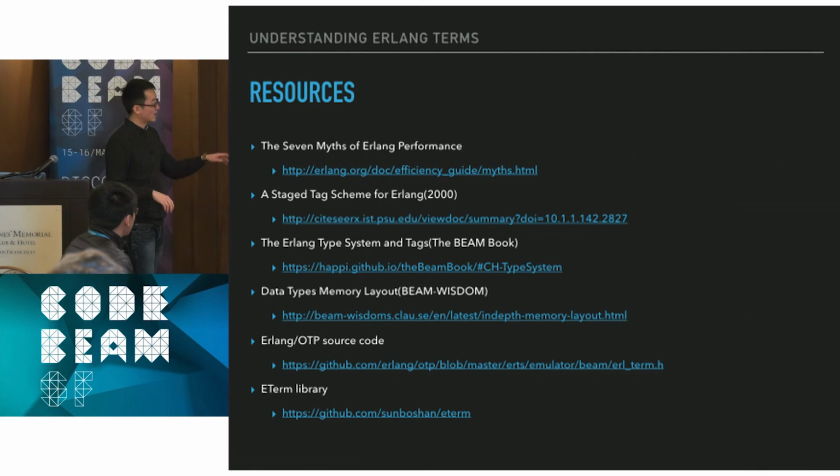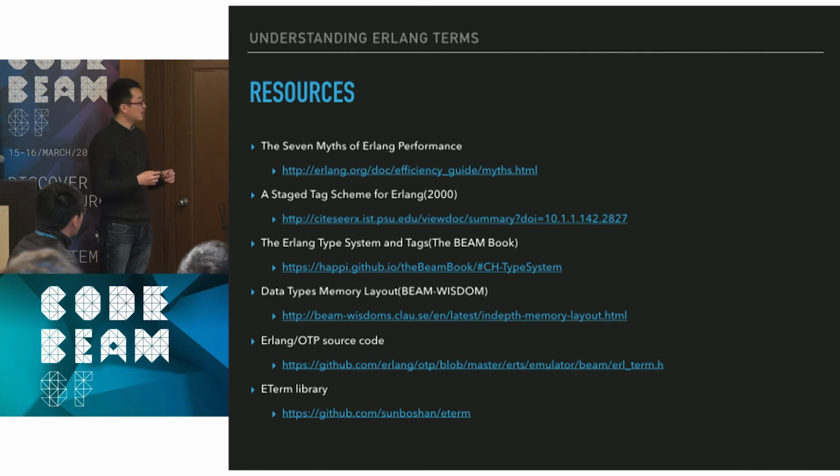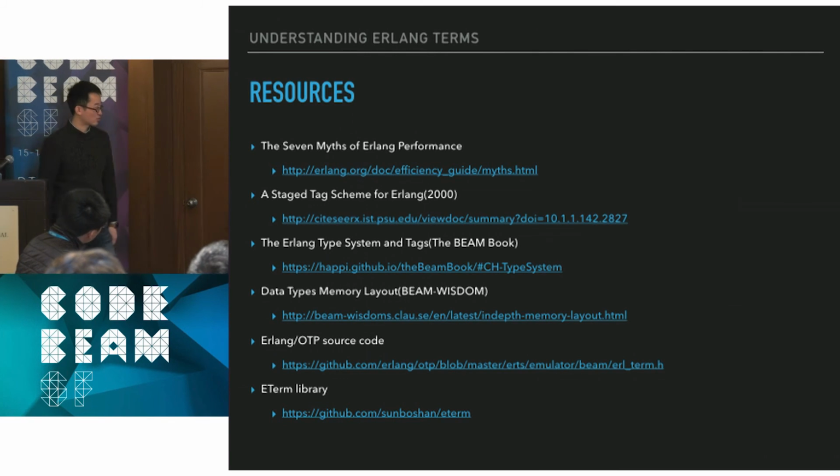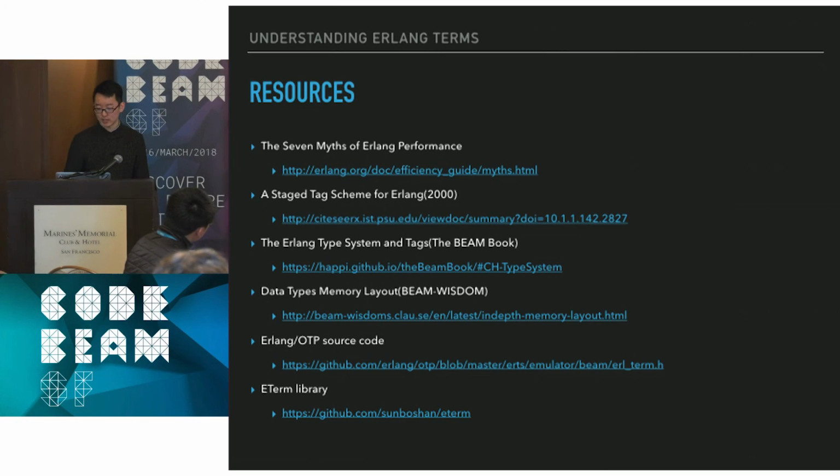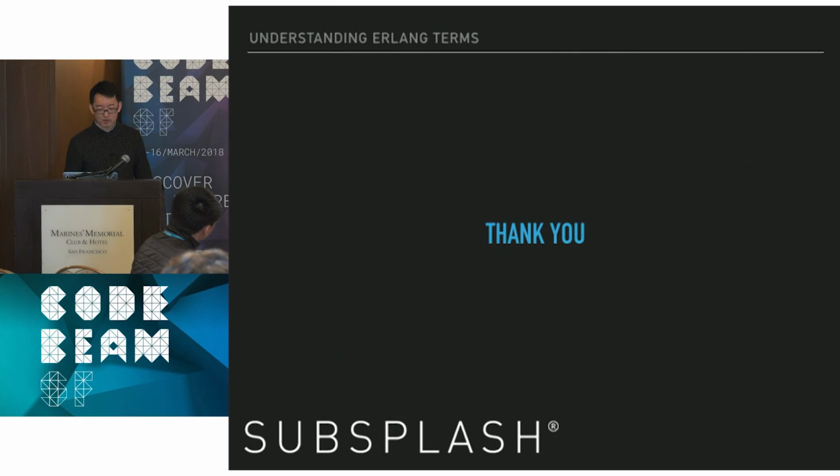Here are all the resources. It has the white papers explaining the staged Erlang type, and there are also a few books that are written about this part. And then the best source, of course, is the Erlang source code. That's it for the talk.